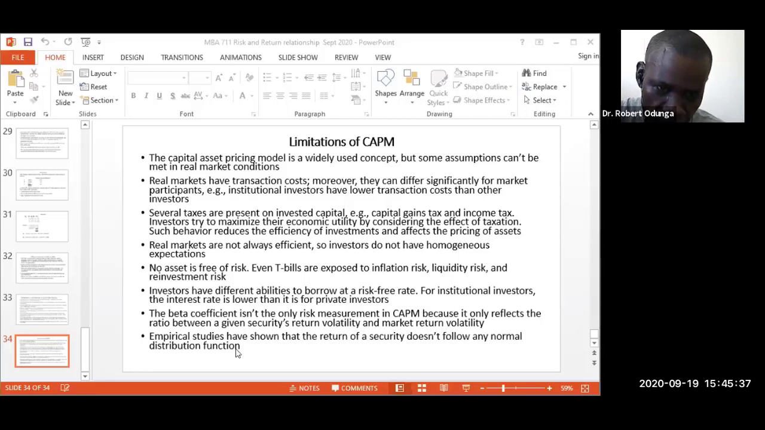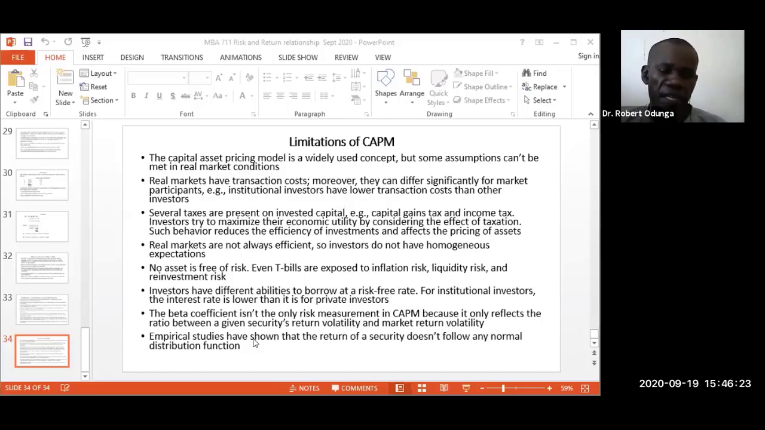All right. So beta is not the only risk. Beta actually is the systematic risk, but we also have the business risk that we look at, which has to be considered if you are to come up with the optimal resolutions on which projects to select. And then empirical studies have shown that the return on a security does not follow any normal distribution function. There's the assumption in CAPM of a normal distribution of returns, but in a real situation, that may not happen.